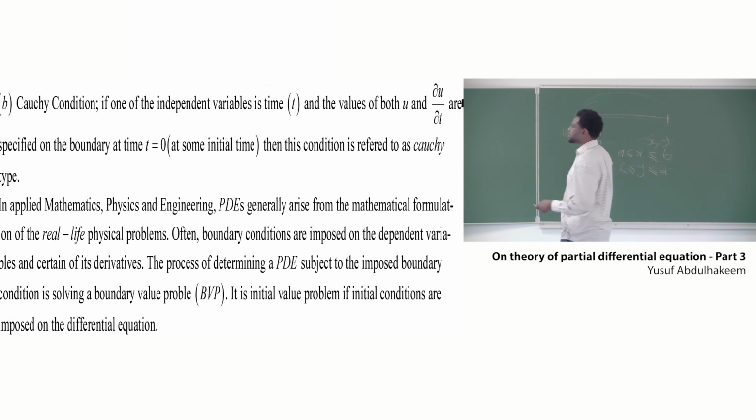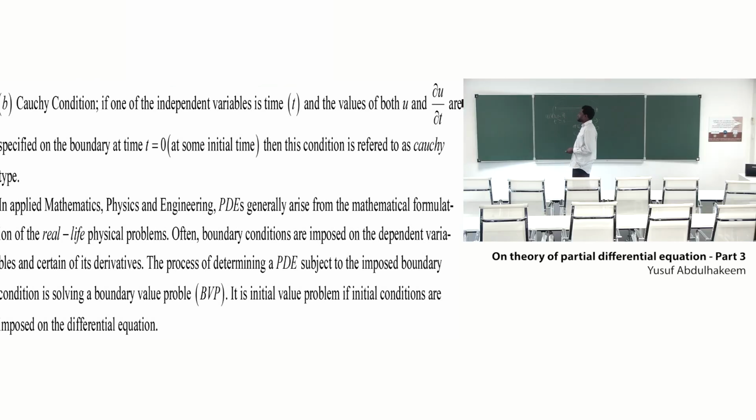Now, the Cauchy condition: if one of the independent variables is time, and the values of both u and u_t are specified on the boundary at time t equals 0, that is at some initial time, then this condition is referred to as a Cauchy type. So supposing we also have t, that means the PDE we are considering also depends on time, and both u and the derivative with respect to time are specified. Then we say that this condition is of Cauchy type.